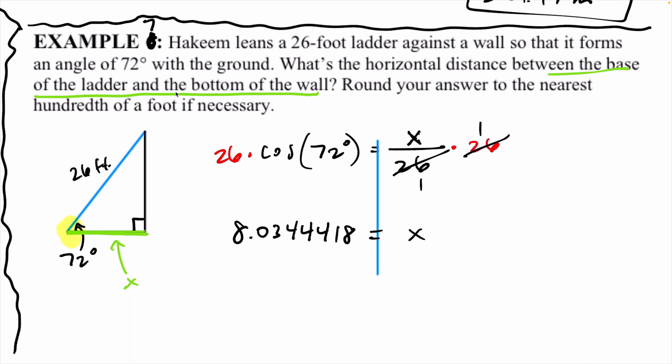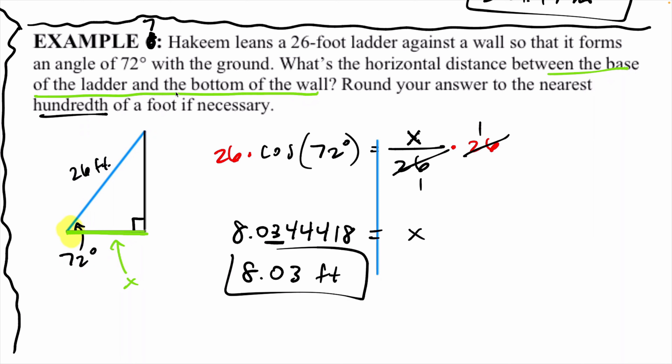They want us to round to the nearest hundredth. So the hundredth is the 3. So that's going to stay because 4 is not quite big enough. So that would be feet. So how far is the ladder from the wall? A little over 8 feet. Smidge over 8 feet.